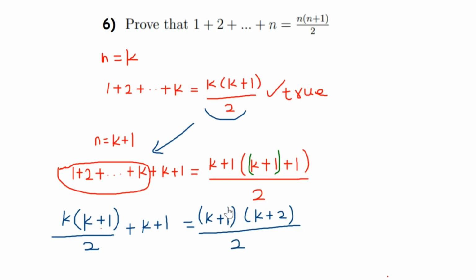So what happens here is that if you're able to prove that the left hand side equals the right hand side, then it means the formula is true. So let's prove whether the left hand side is equal to the right hand side.